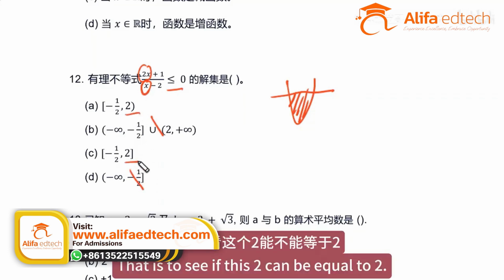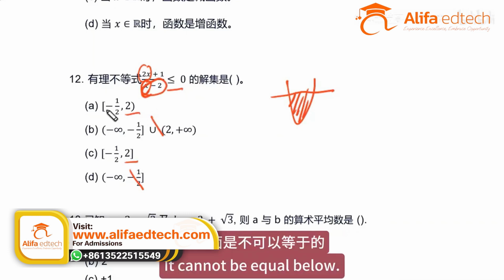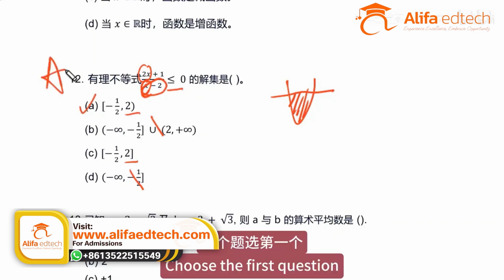So you need to see whether this 2 can be equal to 2, this x minus 2, this part below, it can't be equal to it. So choose the first one for this question, pick the first option.